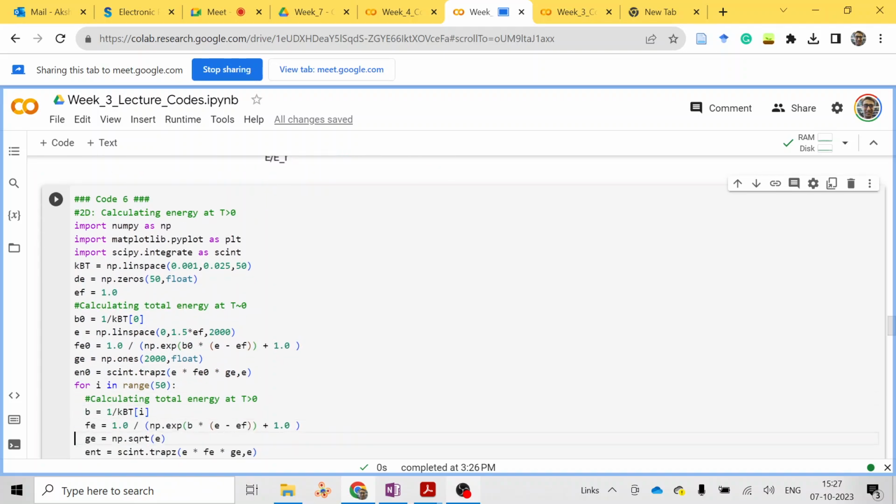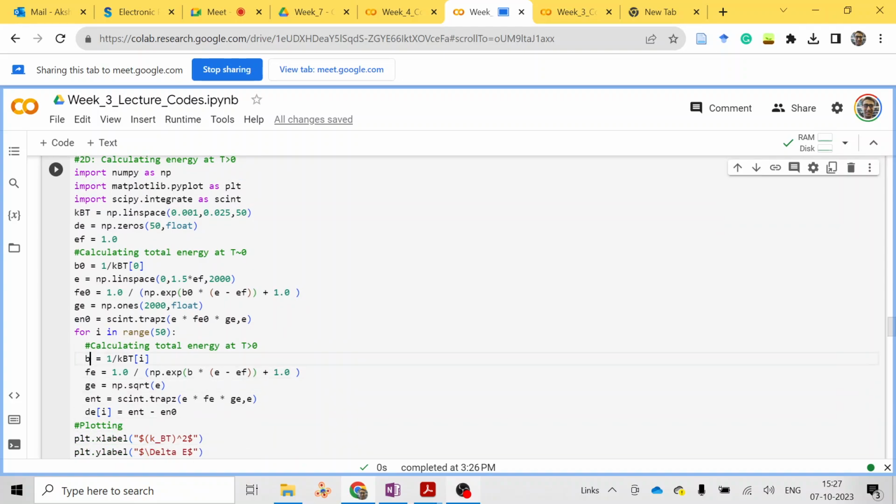Alright, now for the 2D case it is the same. You just have to change your density of states as earlier. You just have to change this to np.ones, because for a 2D case the density of states is just a constant, you just have to put that.